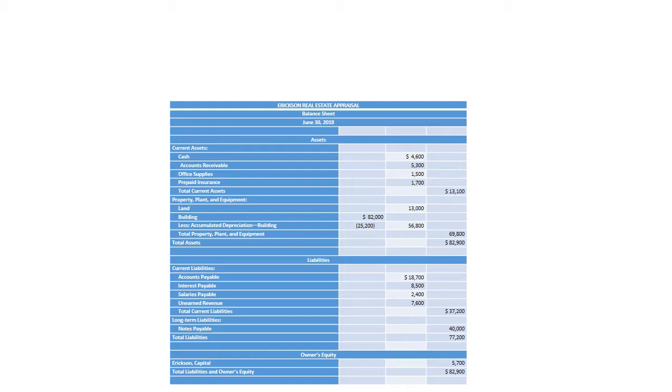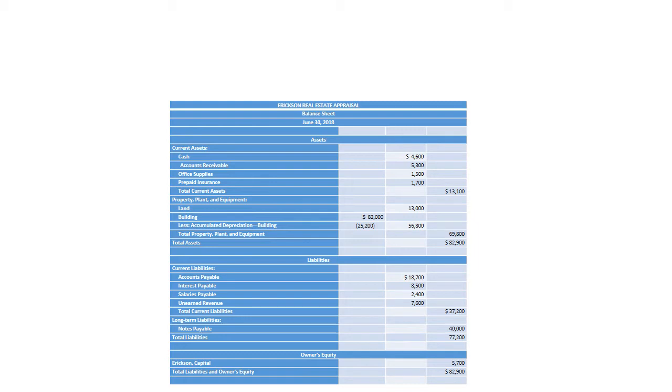Now add the land and the $56,800 book value of the building together, and we get our total property, plant, and equipment. So because of all that subtotaling and adding together of the various assets, we end up with 3 columns. That's the only reason. So we add our total current assets to our total property, plant, and equipment to get total assets.